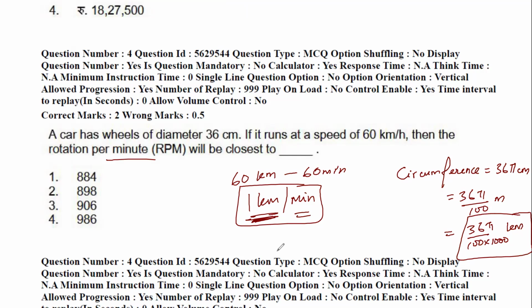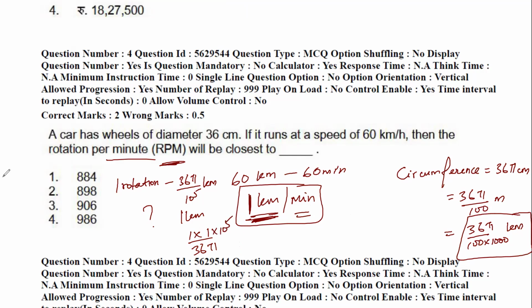So we can easily find out how many rotations the wheel completes in 1 kilometer, right? So we know that one rotation is 36 pi by 10 to the power 5 kilometers. One rotation, circumference basically. So how many rotations in 1 kilometer? Once we know that, we've got our answer, because that many rotations per minute. So 1 into 1 by 36 pi, and then 10 to the power 5 goes on top.